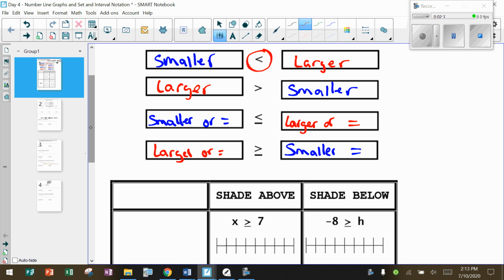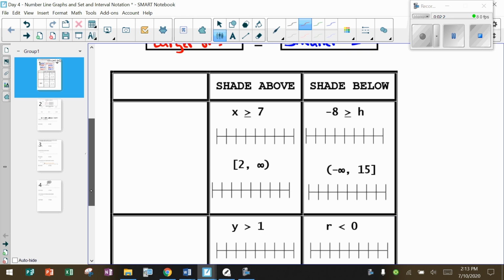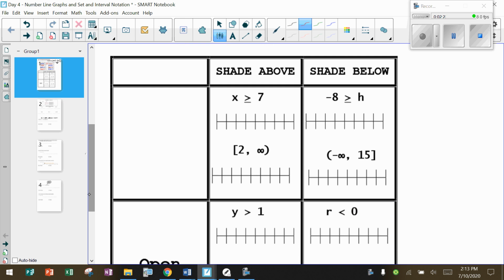What we are going to do is take these inequality symbols and use them on a number line graph and shade where all the solutions are. Solutions mean the numbers that satisfy the given conditions. So when you look at x is greater than or equal to 7, to put this graph on the number line, you have to think about what numbers make this true. Whatever number I use in place of x has to be greater than or equal to 7.